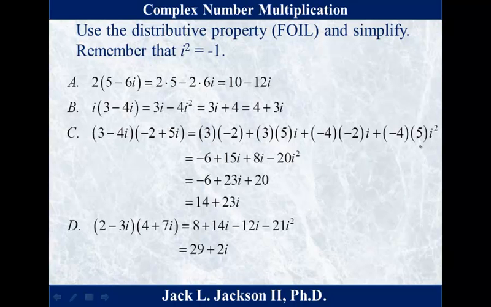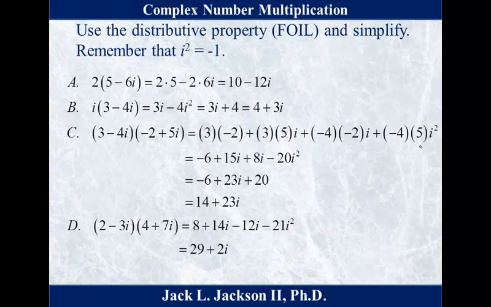So let's look at a few examples of these. If you have 2 times 5 minus 6i, that's 2 times 5 is 10, and 2 times -6i is -12i, so it's 10 minus 12i. If you're going to distribute an i, you can distribute it as well. i times 3 is 3i, i times -4i is -4i squared. i squared is -1, so that changes that from -4 to a positive 4, and I just re-switch the order to get it in a plus bi form. It's 4 plus 3i.